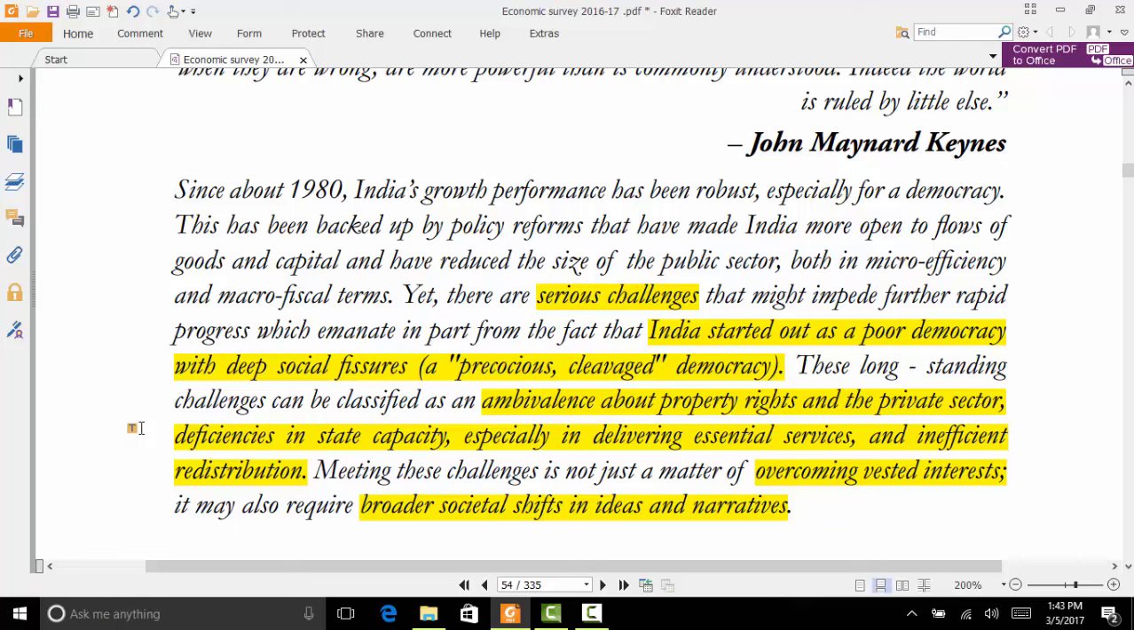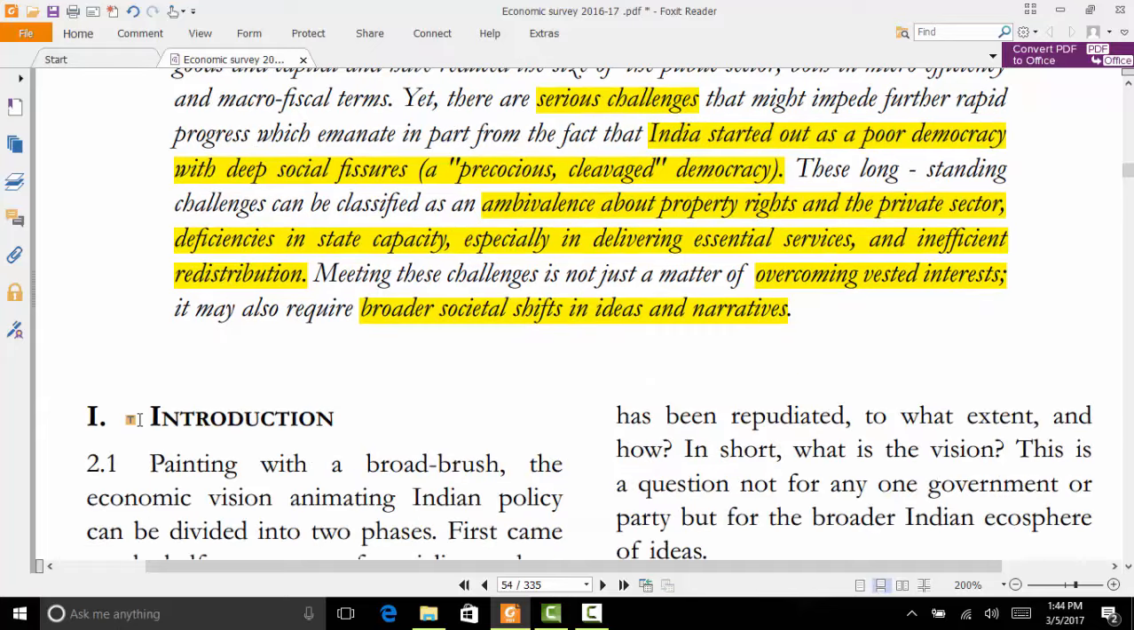It also discusses challenges: ambivalence about property rights in the private sector, deficiency in state capacity, especially in delivering essential services, and inefficient redistribution. These things you have discussed in the first chapter, and again they will be there in this chapter. Meeting these challenges is not just a matter of overcoming vested interests. It may also require broader societal shifts in ideas and narratives. So this one paragraph describes the whole chapter.